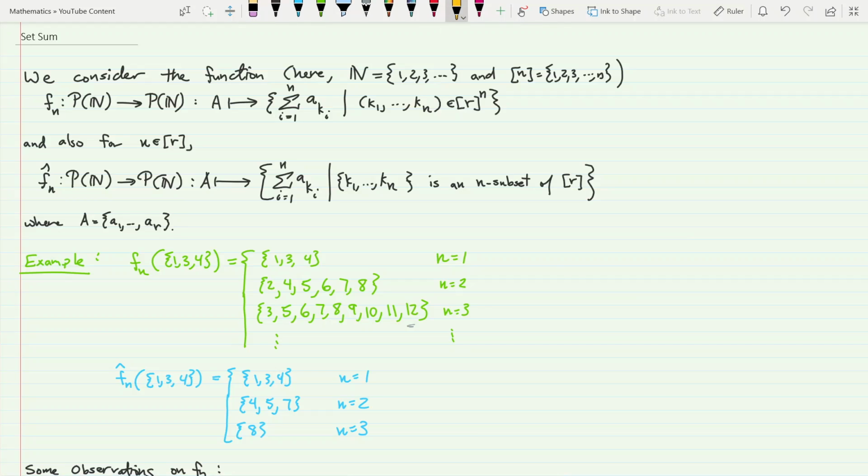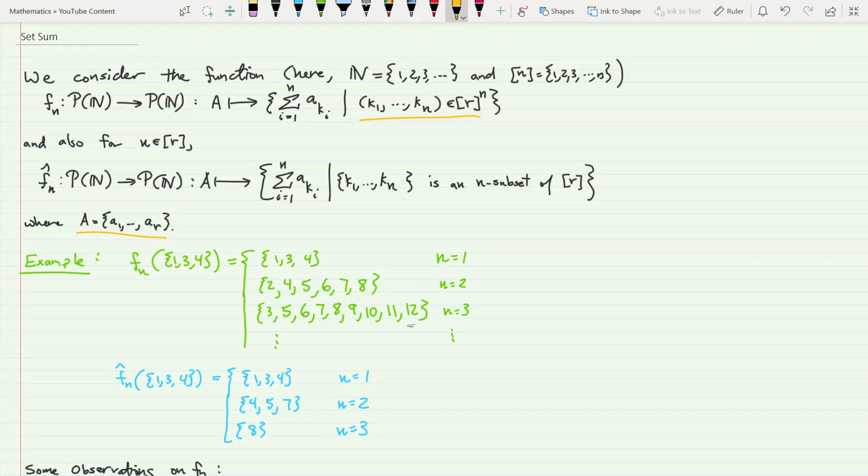Alright, in this video, we're looking at these two functions, fn and fn hat. These take a finite set, as we see down here, A, and map it to a set of all possible sums of elements of A. In the first case, we range over all n-tuples of indices.